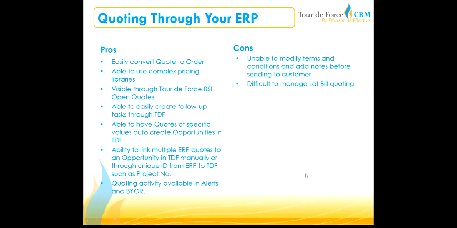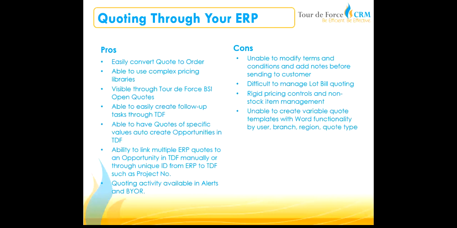I want to copy and paste and put information about the products I'm selling, or I'd like to generate a different template for the type of quote. You're very limited on what you can do out of an ERP when you modify a quote. It's also difficult to manage lot bill of material quoting. So if you do a lot of lot bill quoting for construction projects where you need to roll up fixture schedules and you just want to roll them up into a lot, and then if you need to convert that to an order, you want to explode them into the line items, convert them into an order, it's not easy to do in most ERP systems.